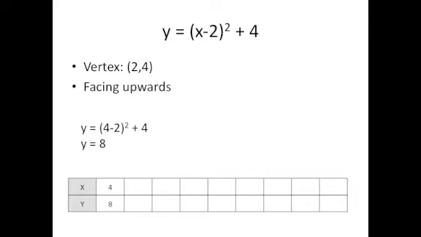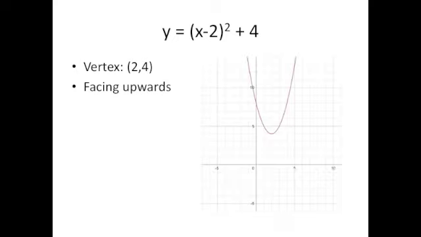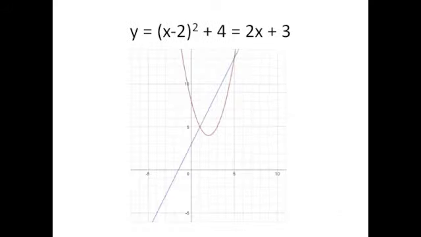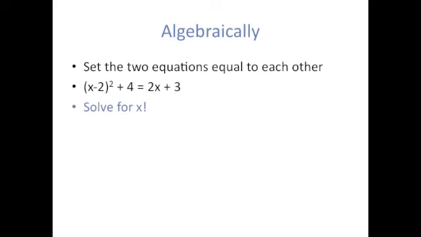Do this with a few more points and graph the points as you go and connect them, and your graph should look something like this. For more information on how to graph a parabola, watch my video on quadratic functions. Now that both of your functions are graphed, look at the points where they cross paths. In this case, it seems to be (5, 13) and (1, 5). Now let's solve this algebraically to check our answer.